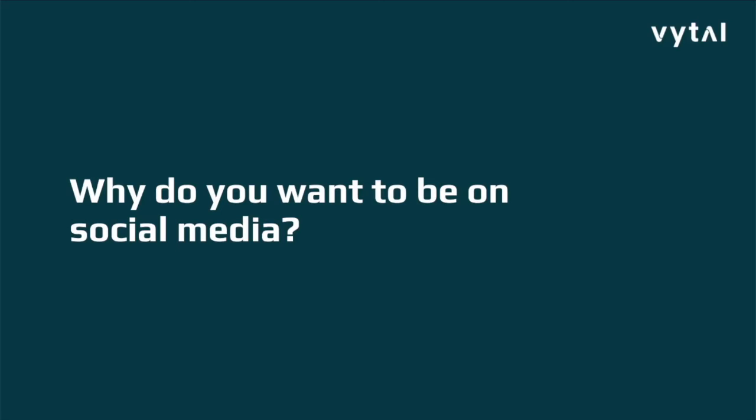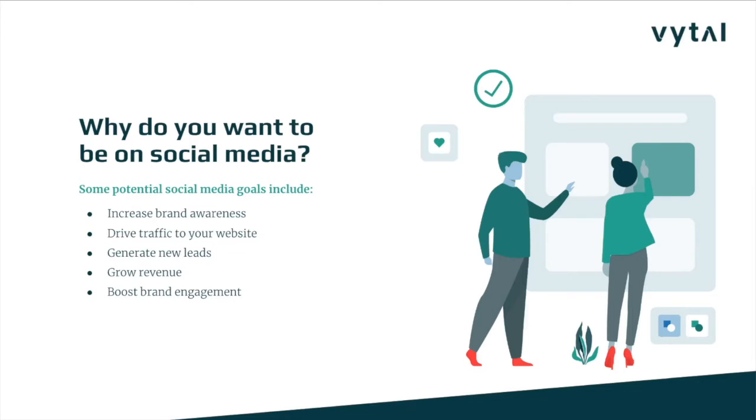Why do you want to be on social media? To create an overall social media marketing strategy, you should first ask yourself, why? How does it relate to your business goals? How does that translate to social media goals? Some potential social media goals you can have include increasing brand awareness, driving traffic to your website, generating new leads, growing revenue, boosting brand engagement, building a community around your business, providing social customer service, increasing mentions in the press, and listening to conversations about your brand.